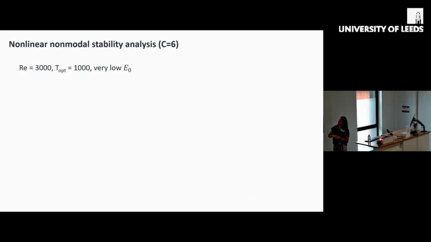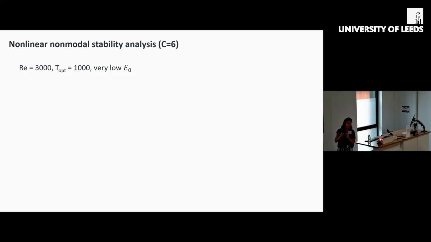So looking at the case, an interesting case of C equals C, in this case we were not able to find those structures similar to what I showed you before for the lower C case. So the branch of nonlinear optimal that triggers shear turbulence in the isothermal case could not be tracked beyond C equal 5. But in this case, we found something different.